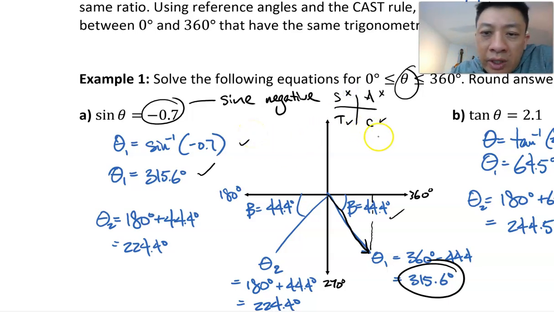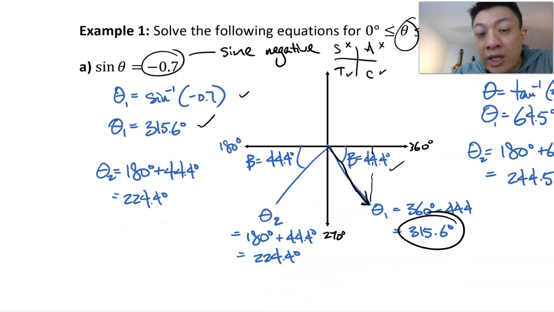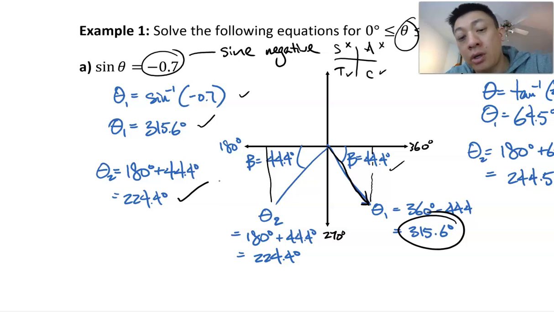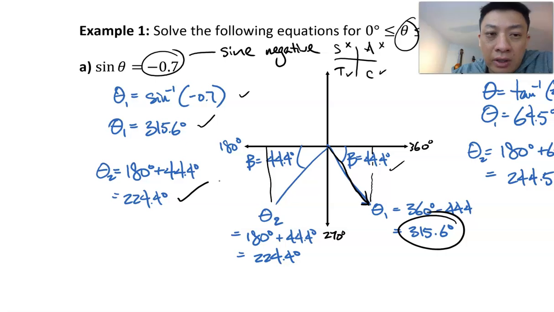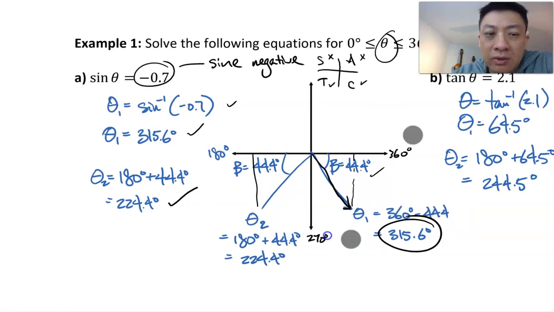So we can see we already got the one in the fourth quadrant, but the other one is in the third quadrant. What we do is create the same related acute angle inside, which is the 44.4, and we calculate that measure from the 180 to the 44.4. You go 180 plus 44.4, which is 224.4 degrees. So these are the two angle measures, 315.6 and 224.4, that will give us a negative sine value, or sine theta is negative 0.7.